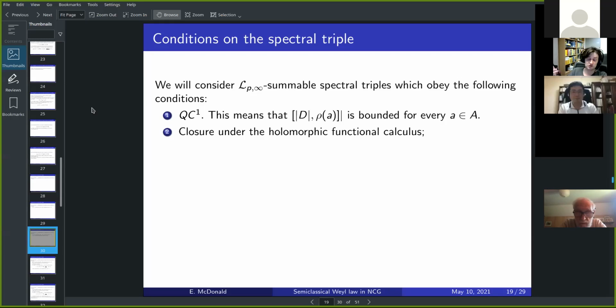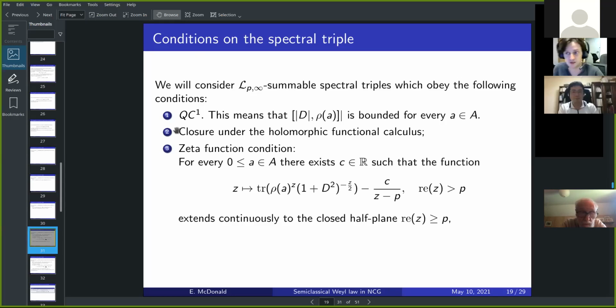And then there's a third condition, which is something different. I guess it's not so unfamiliar in this area, since so-called zeta function or spectral dimension assumptions are often made here. But I'm going to make the following assumption. For every positive element a of the algebra, there exists a real number c such that this function of a complex variable z, z goes to the trace of ρ(a)^z times, if you like, the resolvent (1+D^2)^{-z/2}, minus c over z minus p, extends continuously to the closed half plane.